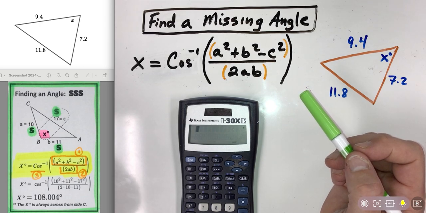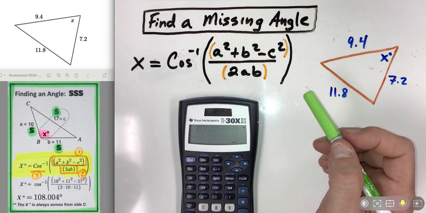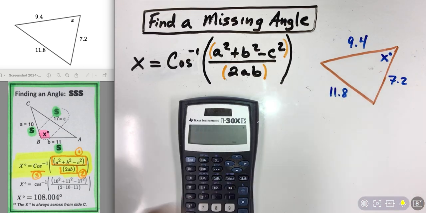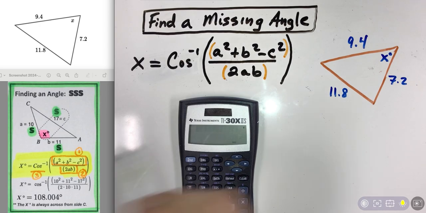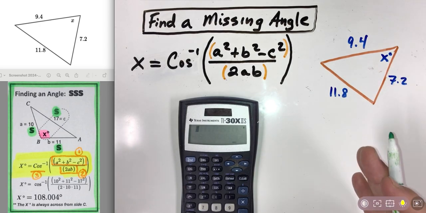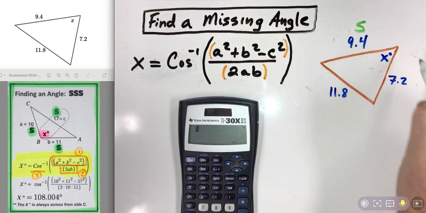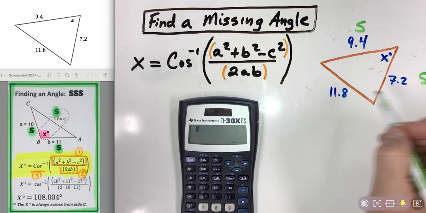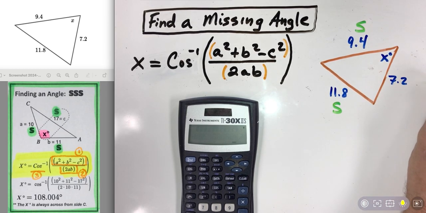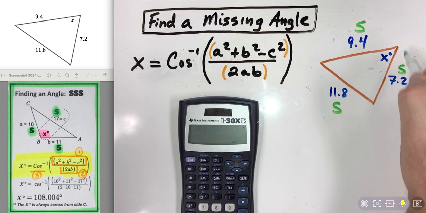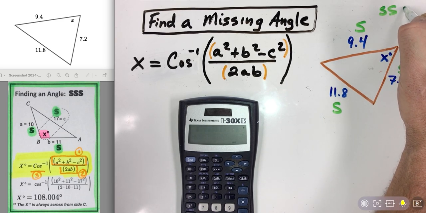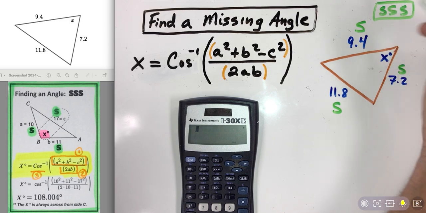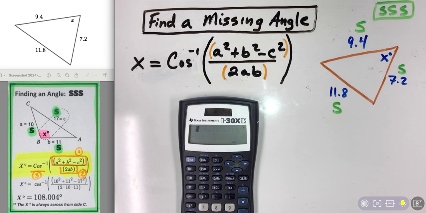That kind of helps break it up. But you can actually do this calculation all in one step. I'm going to walk you through how to do that. The first thing you have to do is identify what is your A, B, and C side. When you're given three sides of the triangle, like you see right here, I would call this side, side, side. So whenever you have a side, side, side situation like this, you're going to use the law of cosines.